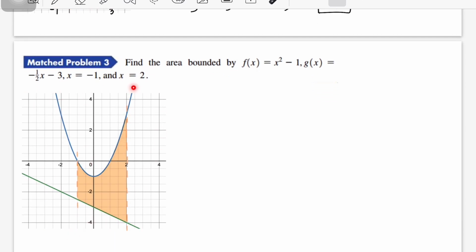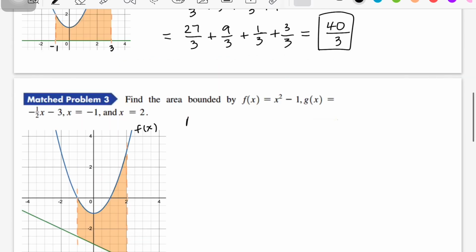In blue, we have our function f of x. I'll label these. That is our parabola that's shifted down 1 unit. In green, we have our function g of x here, this line. And then we're looking at the area bounded by those two functions and these two lines here, negative 1 and 2. So that's these two lines here. So we're trying to find the area of this shaded region here.